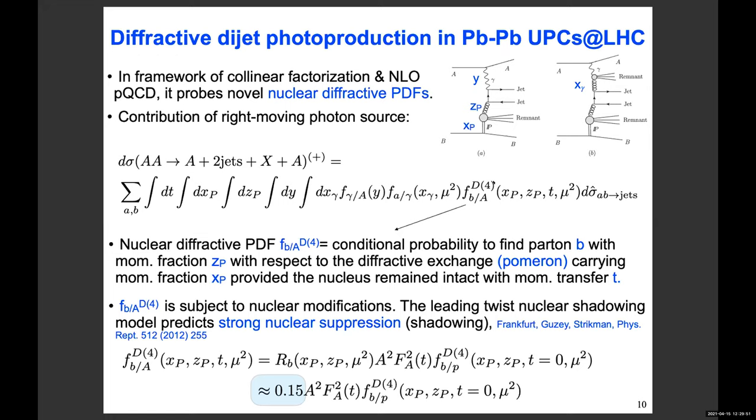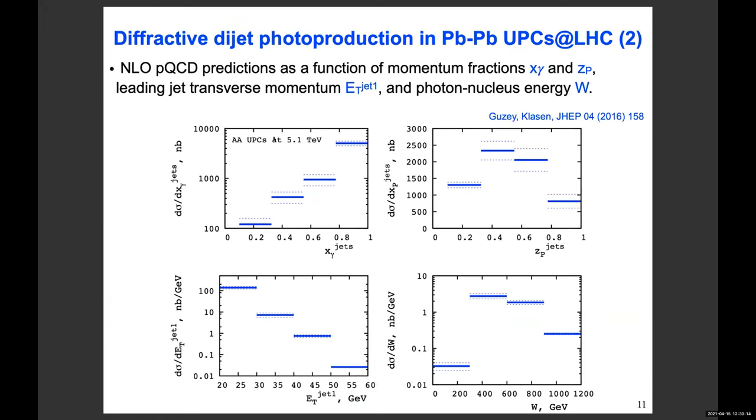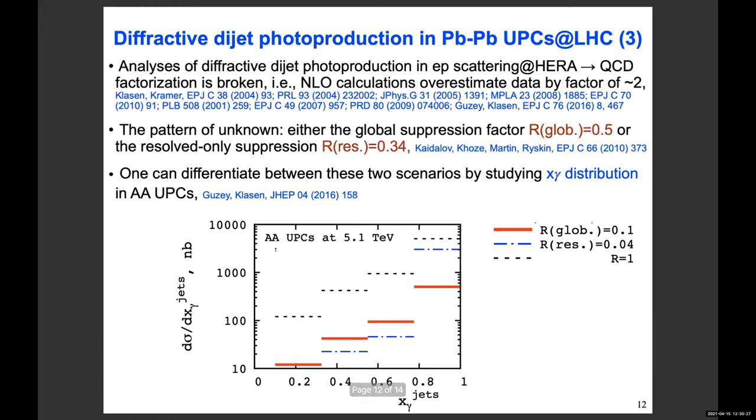At high energies, the main effect is the leading twist nuclear shadowing, which predicts a very strong nuclear suppression of this quantity. And this nuclear shadowing suppresses nuclear diffractive PDFs by a factor of 6, that is, gives a factor of 0.15 compared to the impulse approximation. So using our NLO pQCD framework, we made predictions, and they're presented here. Here we present various distributions. These results cannot be compared to the data because there is no data. This is just for the future, to stimulate future measurements.